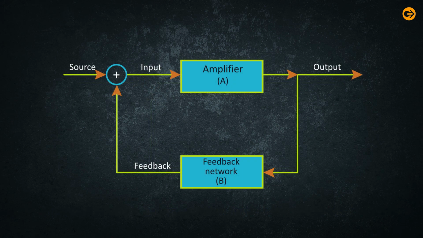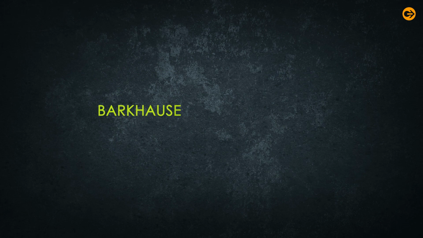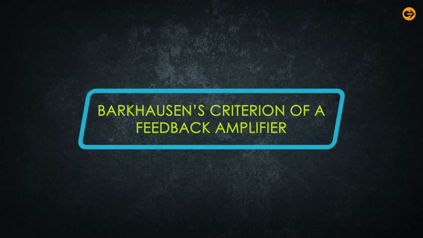The feedback amplifier can be described as an amplifier which has a feedback path that exists from output to input. In this type of amplifier, we need to calculate the amount of feedback that is given. The feedback factor is the ratio of the feedback signal and the input signal. Now let's take a look at the Barkhausen criterion of a feedback amplifier.